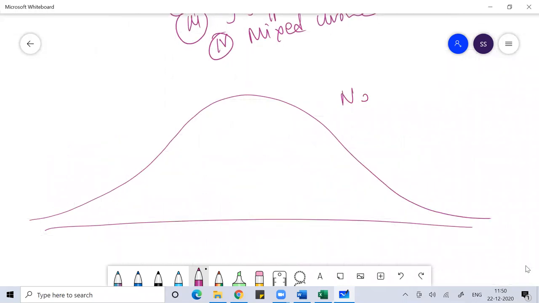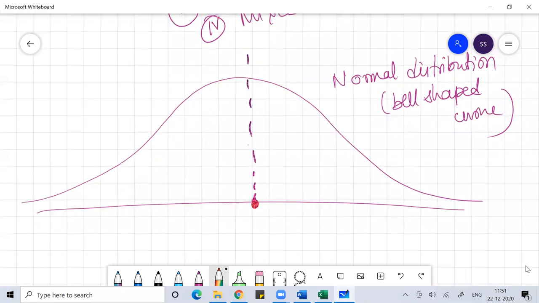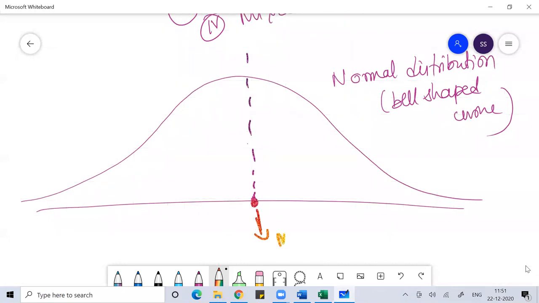In what we study, the normal distribution is actually a bell-shaped curve. When we talk about normal distribution, whatever I'm teaching you here, measure of central tendency, measure of dispersion, everything follows the normal distribution curve, where we believe that the maximum data aggregate at the center. The tendency of the data to aggregate at the center, that we call the measure of central tendency.